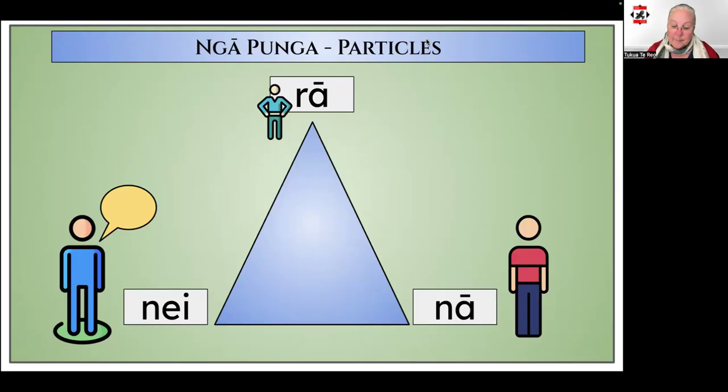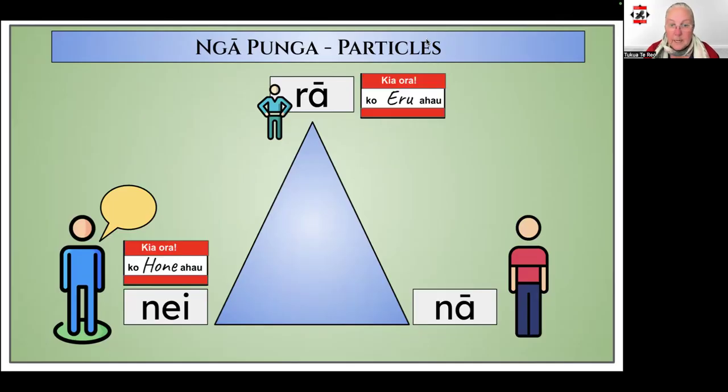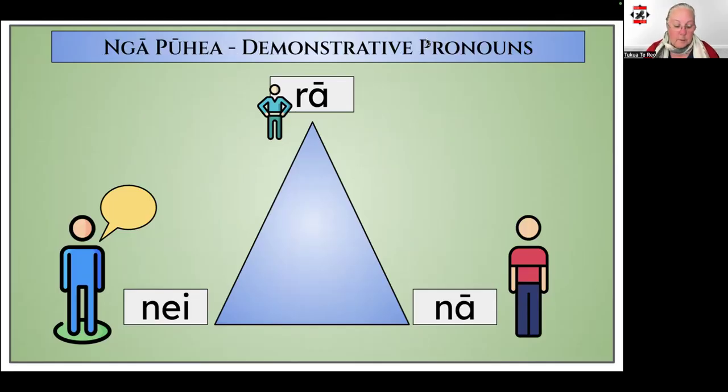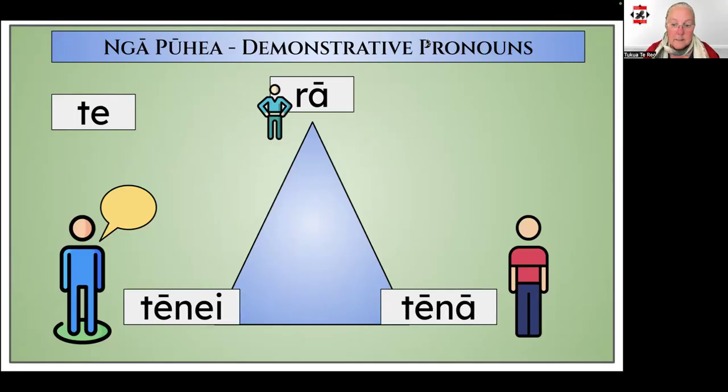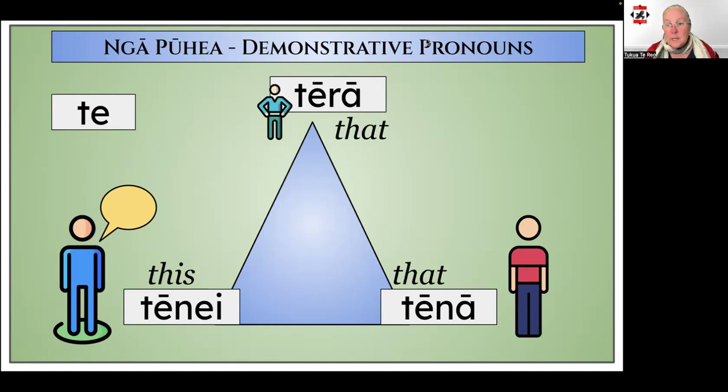I'll give these guys some names so that we can use them in the example sentences coming up. So this is Hone, Eru, and Pio. When we put the base word, which is te, in front of these words, we create tēnei, tēnā, and tērā. In Te Reo Pākehā, this near me, that near you, and that over there away from me and you.